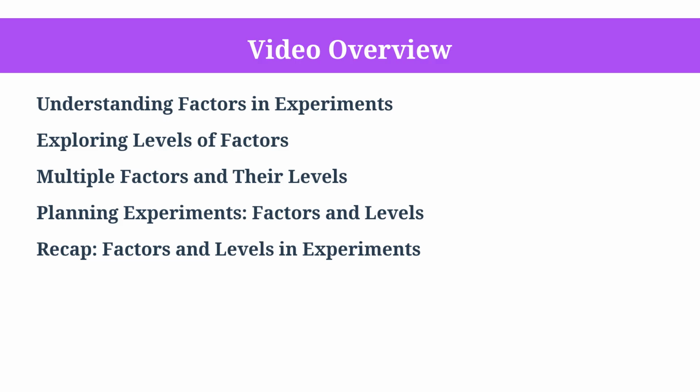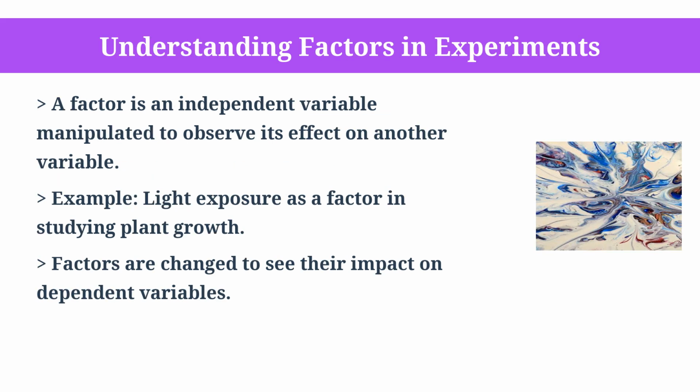All right, everyone. Welcome back to our lesson on identifying factors and levels in your experiment. So today, we're going to dive into what these terms mean and how you can apply them effectively in your own research projects. Let's start with understanding what a factor is. In the context of experiments, a factor refers to any independent variable that you manipulate or change to observe its effect on another variable. For example, if you're studying how light exposure affects plant growth, light exposure would be one of your factors.